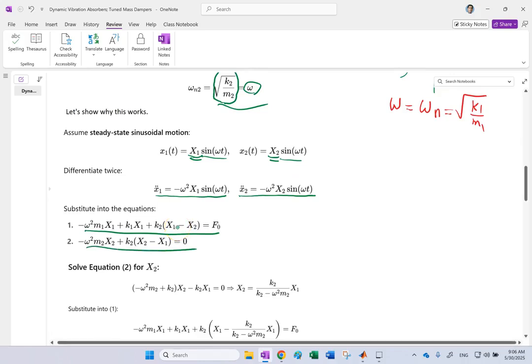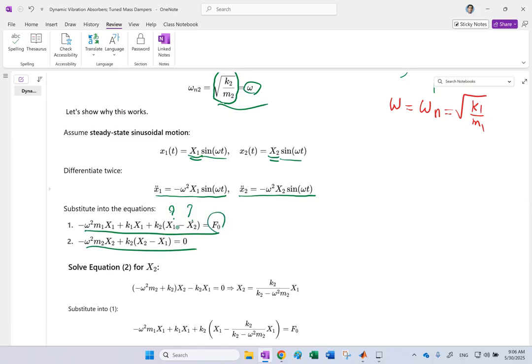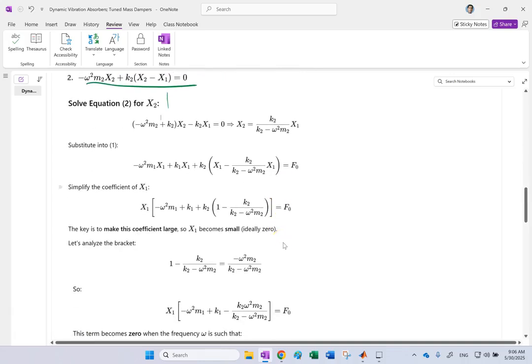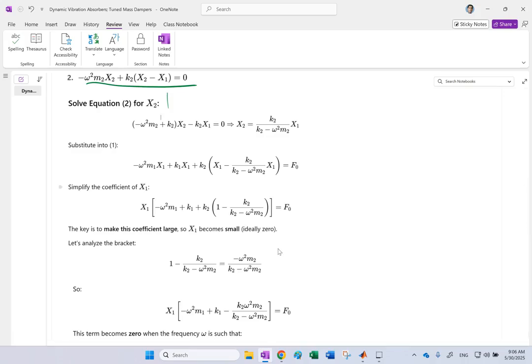There we go. So now you have two equations and two unknowns, and the unknowns are x1 and x2, and the knowns are of course f naught and the m's and k's and omega. So here you can solve the second equation for x2 in terms of x1, plug it in the first equation, and if you solve, you can get the solution for x1 and x2. Now remember, the goal was to reduce, or in this case, eliminate motion of x1. So what we want to focus on is x1, the amplitude of oscillation for x1.